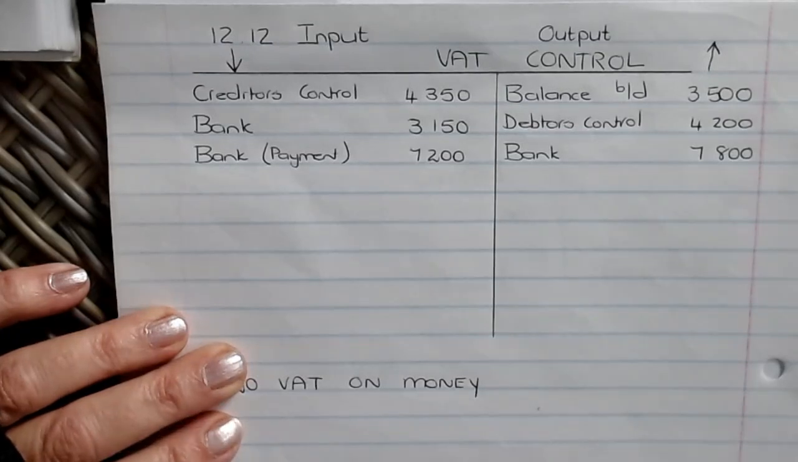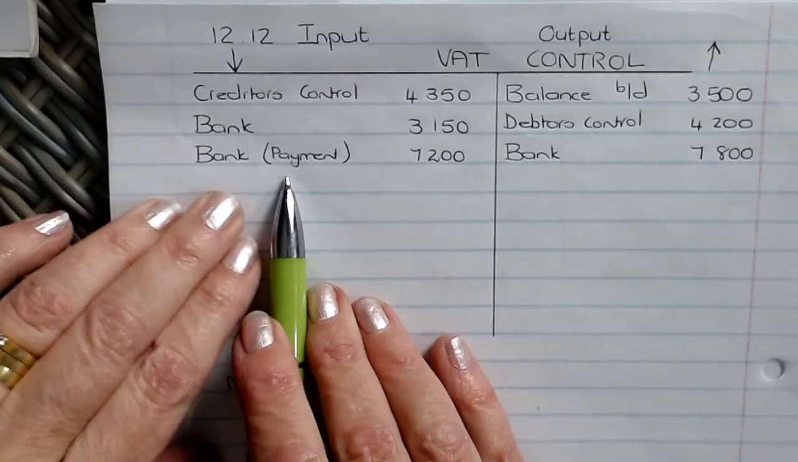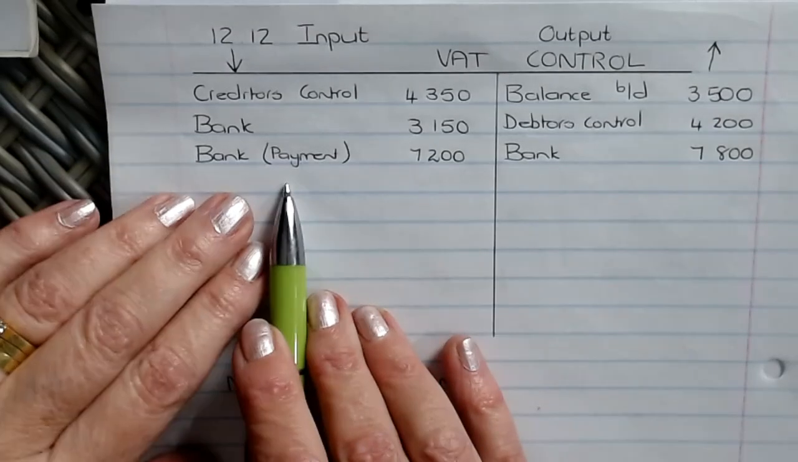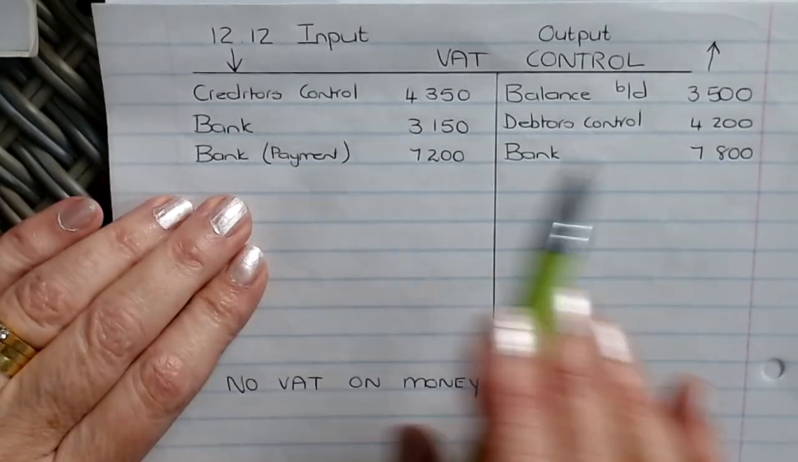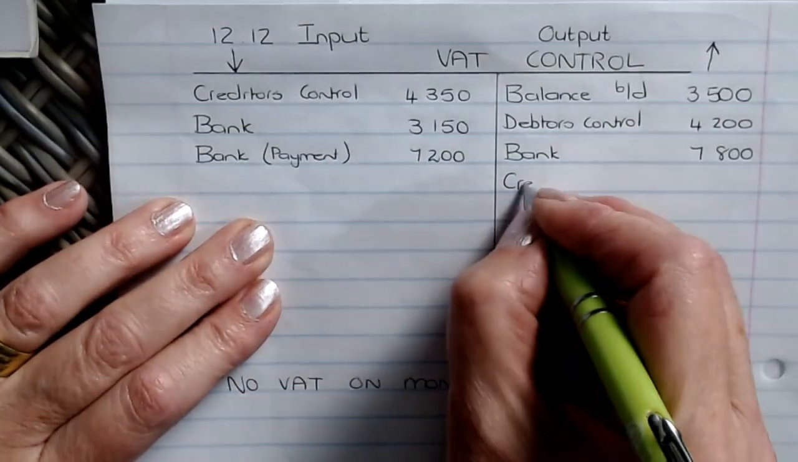Returns of trading goods to creditors. Now, when we bought stock, we recorded it here. So when the business returns stock, they will record it there. And that is creditors control.